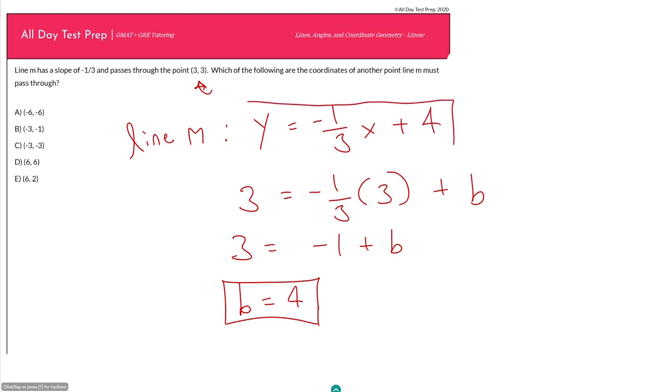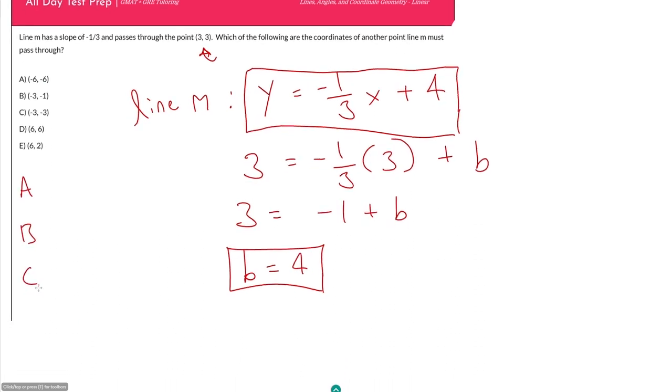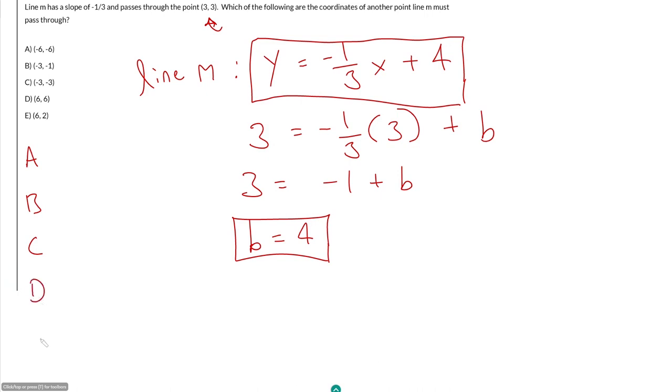And now we should be able to answer whatever question we are being asked, which I have to remind myself of. Which of the following are the coordinates of another point line M must pass through? So remember from the last video, if a point is indeed on this line, when we plug in the x value given, it should spit out the y value given. So we just have to test our answer choices. The good news is, once we get an answer choice that works, we can stop. We can move on.